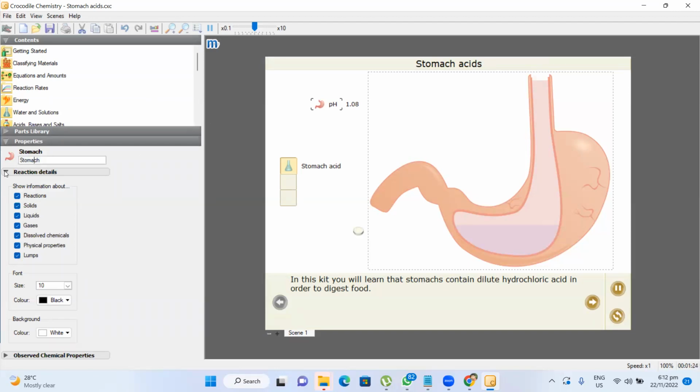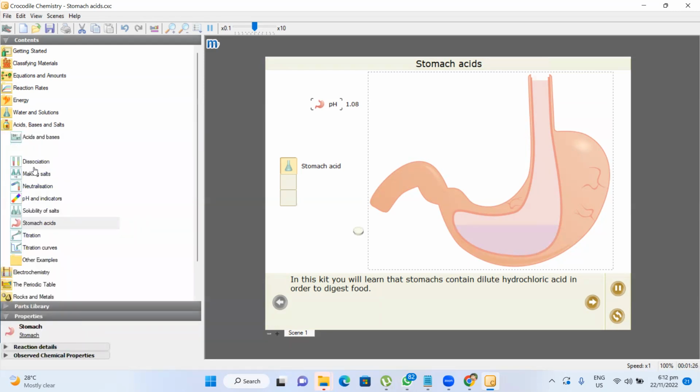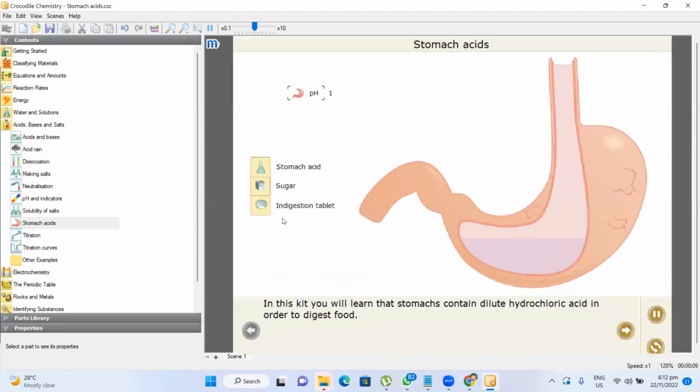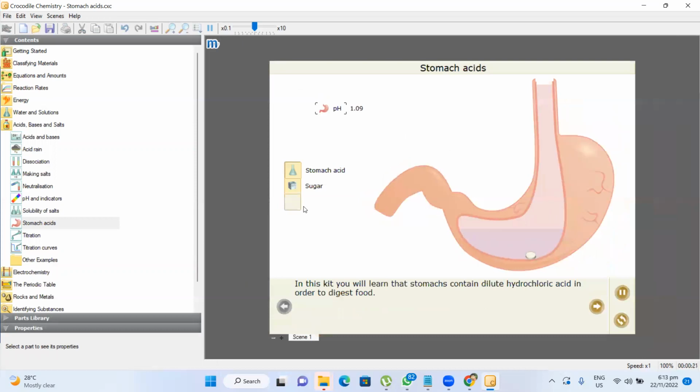Let's take this again from the beginning. Initially, pH 7 is water, right? When you put stomach acid, you can see the pH value is 1, which means it is acidic. But when you put an indigestion tablet, you can see the pH value increases. That means the acidity is reduced, because this is working as a base and it will reduce the acidity in the stomach.